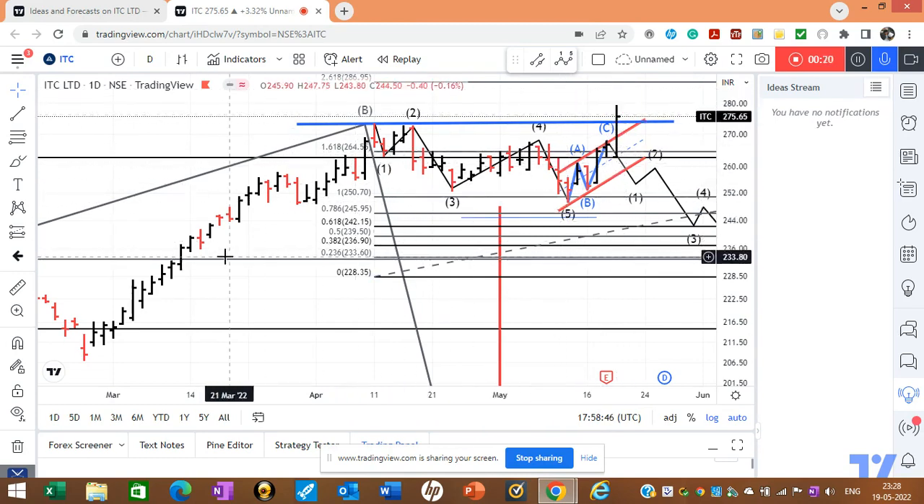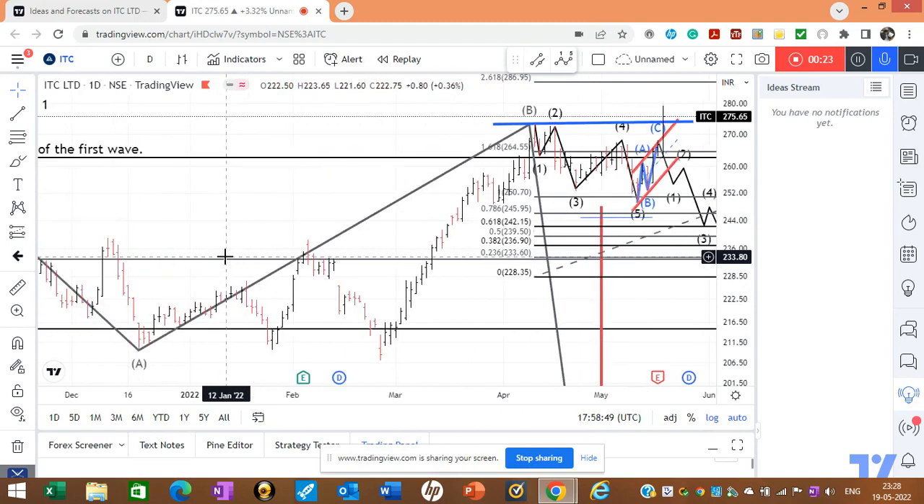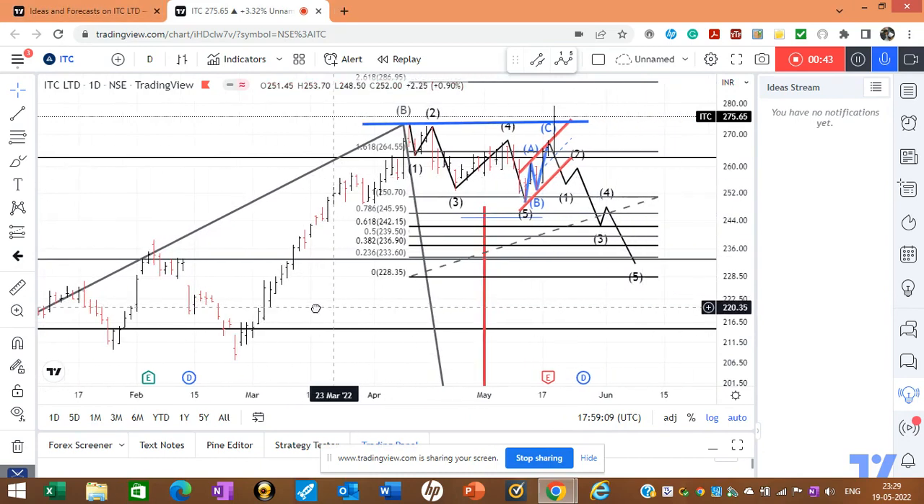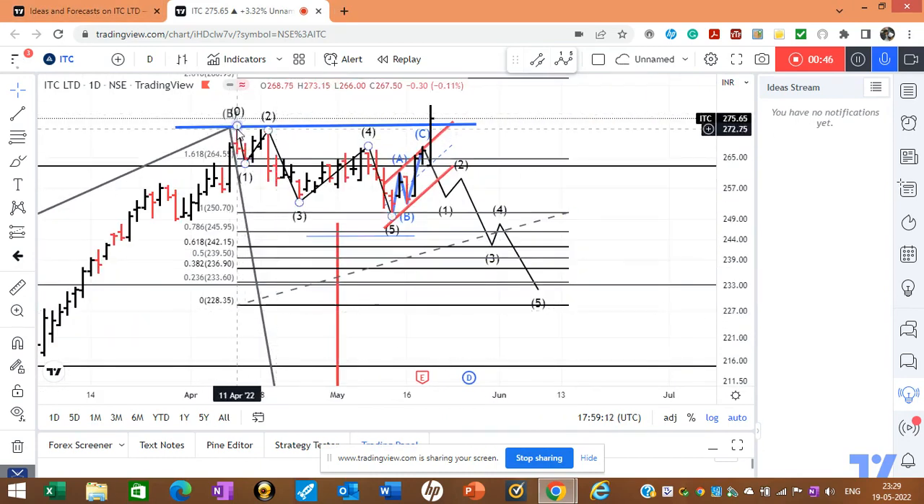Now, there are certain basic rules of wave theory. The first rule is that wave 2 cannot go beyond the start of wave 1. Anybody who understands the basics of wave theory knows these four basic rules. So here, if we see the wave, wave 1 starts here: 1, 2, 3, 4, 5. This 5 wave down move is the first wave, and then this is wave 2.